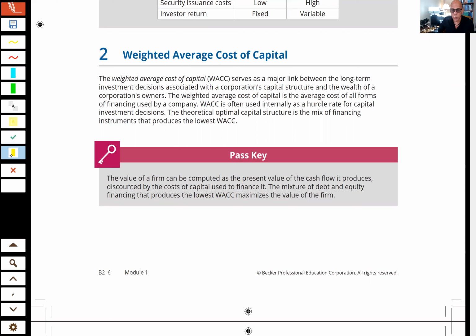And what we try to do is come up with a mix of these different vehicles, common stock, preferred stock, debt, to finance a contemplated project, maybe some sort of long-term construction or something like that. So you take a look here and they tell us that the weighted average cost of capital serves as a major link between the long-term investment decisions associated with the corporate capital structure and the wealth of the corporate owners. Obviously, we are trying to reduce the cost of capital for a project. That's going to obviously be more profitable to the company.